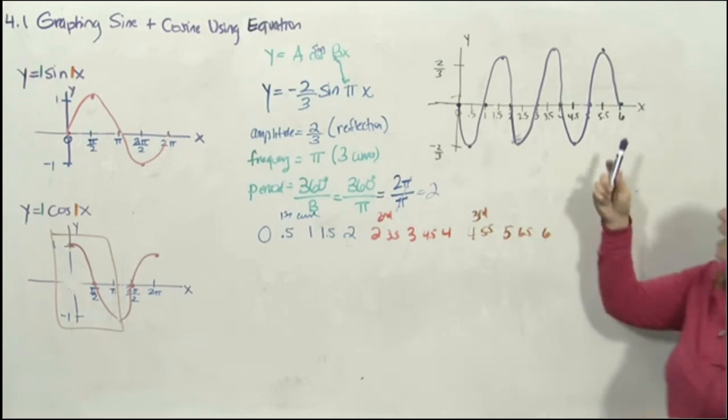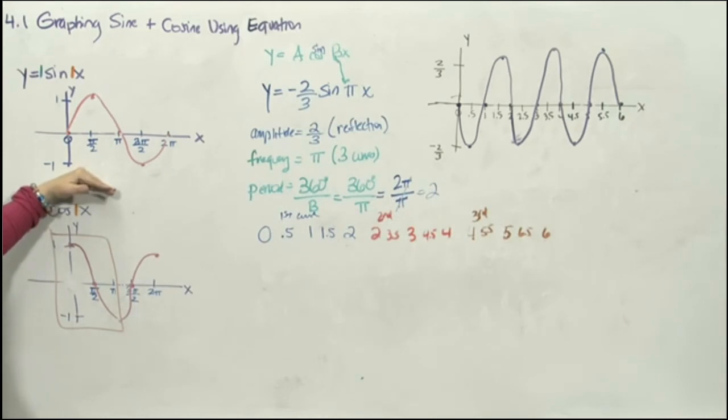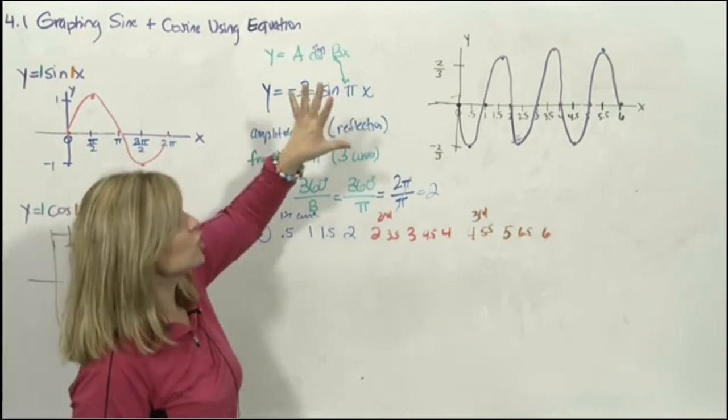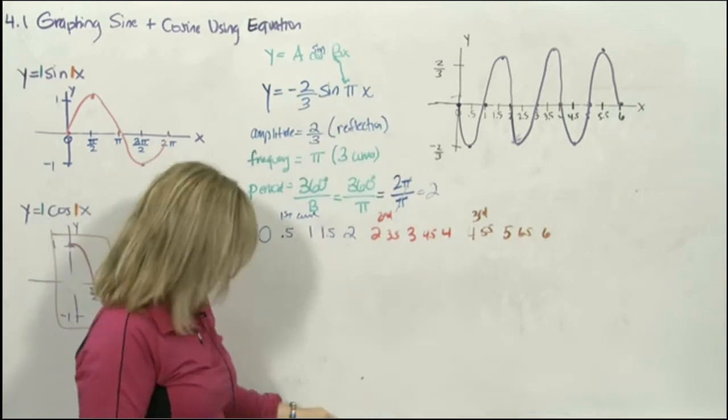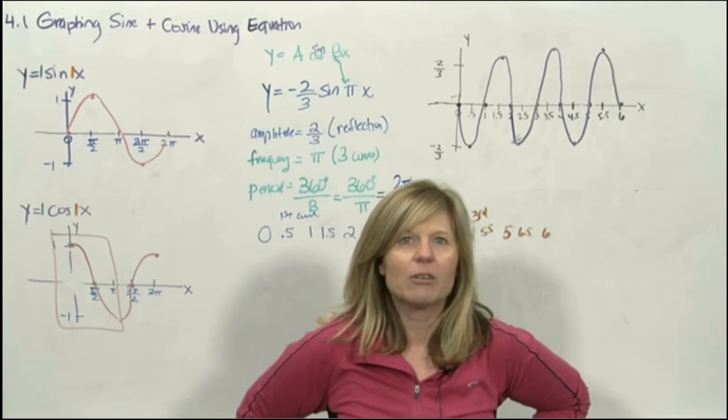That is a transformation of this parent graph, sine. The numbers in this equation change what the graph looks like. Now I know what you're thinking. Oh, I'll just go get a graphing calculator.